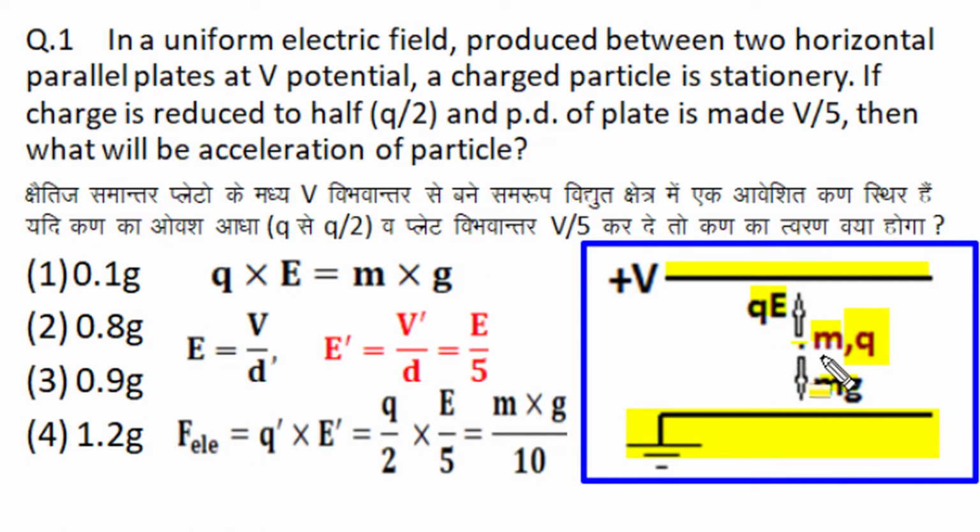Now the charge of this particle is reduced to half, that is from q to q by 2, and the potential is changed from plus V to 1/5 value, V by 5. Then we have to find the net acceleration on this particle. In the initial condition with q amount of charge and V potential difference between plates, the electric force on q charge by the uniform electric field between plates, qE, is equal to gravitational force mg.